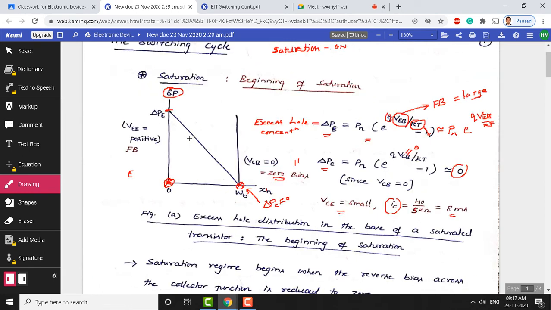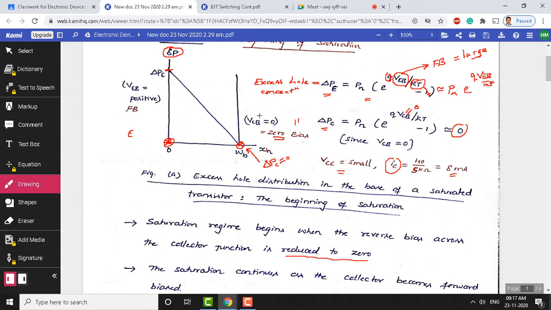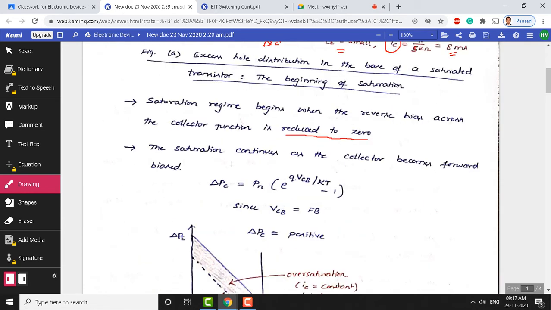You have seen here the scenario where emitter base junction is forward biased and the collector base junction voltage is 0, and we said that excess hole concentration at emitter base junction is large, whereas excess hole concentration at the collector base junction delta Pc is going to be 0. Now, let us see what happens when we apply forward bias here and increase the forward voltage. So saturation region continues as collector becomes forward biased. In the previous case we saw collector bias voltage as 0. Now let me increase the forward voltage and see what happens.